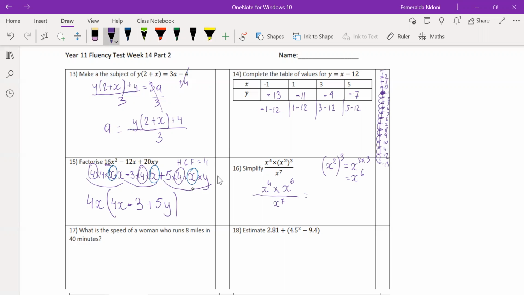Now I'll deal with the numerator. We have the same base, so we add the powers.